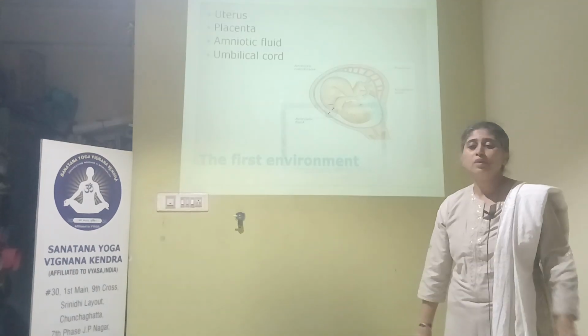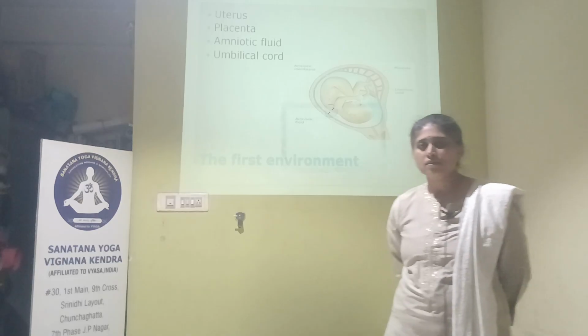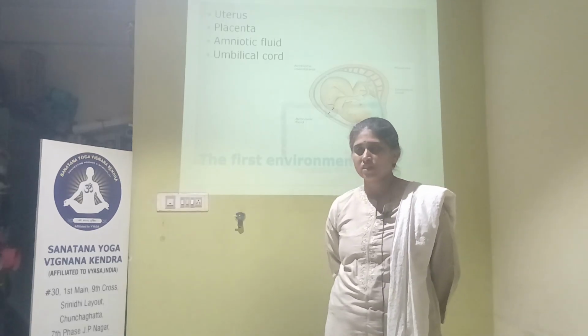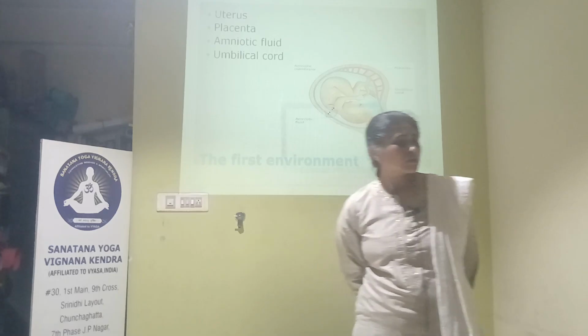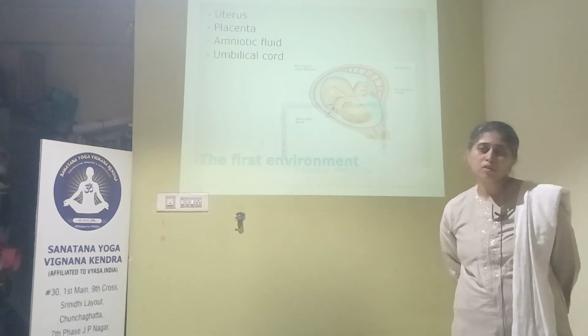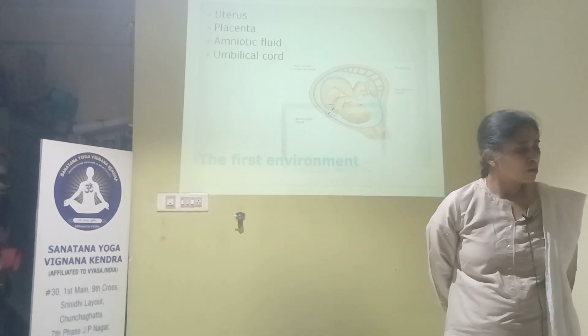So what does the umbilical cord do over there? This umbilical cord is the connection between the baby and the placenta, right? So there is the exchange of the nutrients and the oxygen.